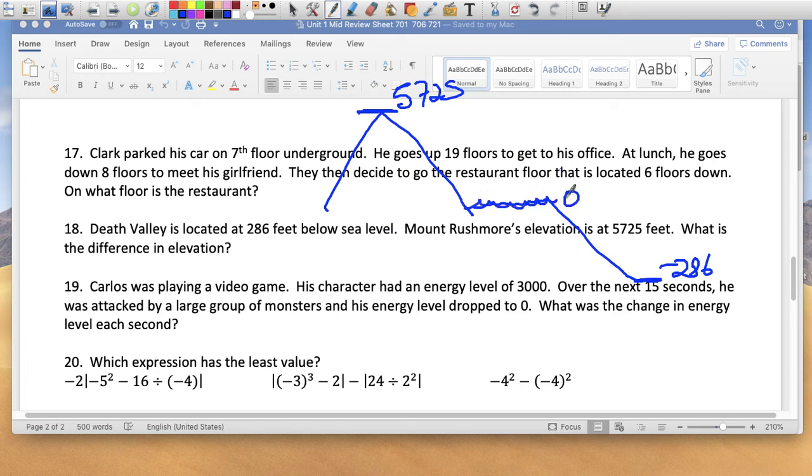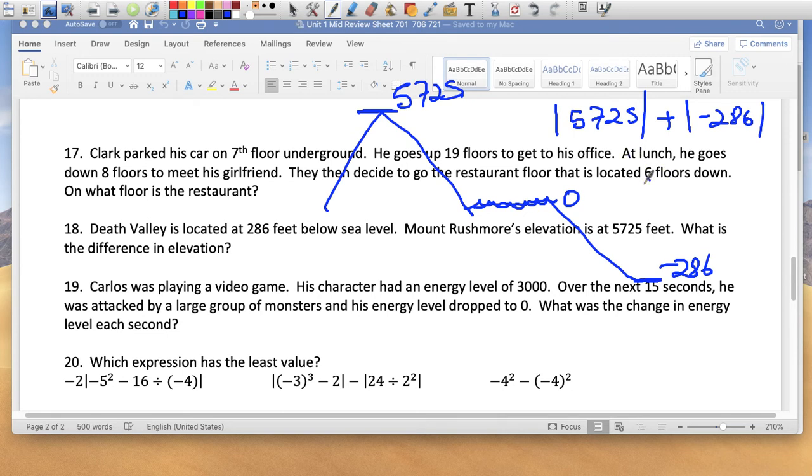Difference in elevation. Again, I think it's better for you to think about distance, right? Into 2 parts. If you want to go from the top of the mountain to the bottom of Death Valley, what would be the distance traveled? So I would rather you think in terms of distance, which means talking about absolute value. So the absolute value of the distance between the top of the mountain and 0, plus the absolute value of Death Valley, which is the distance from the bottom of Death Valley up to 0, which is -286.